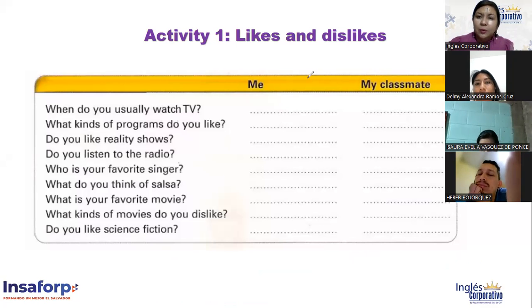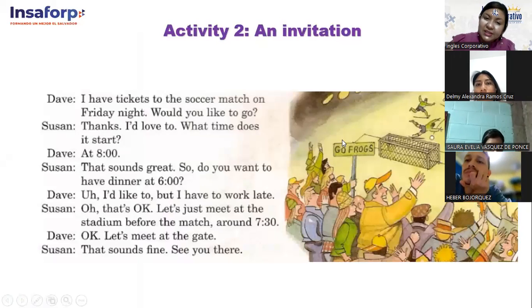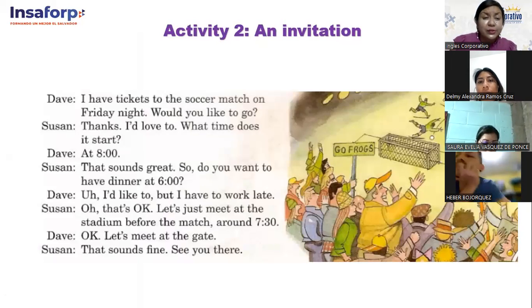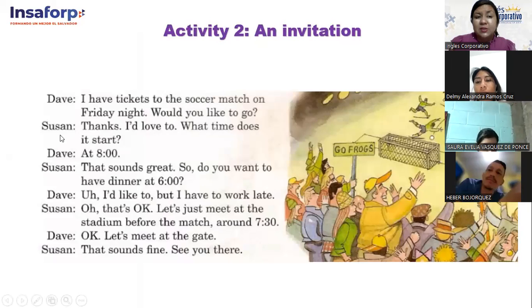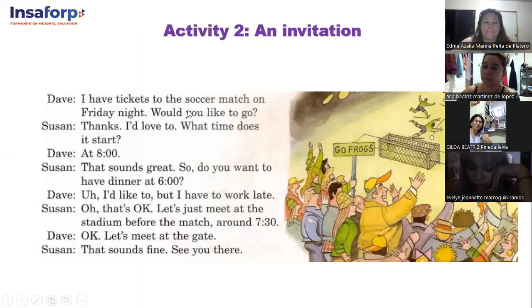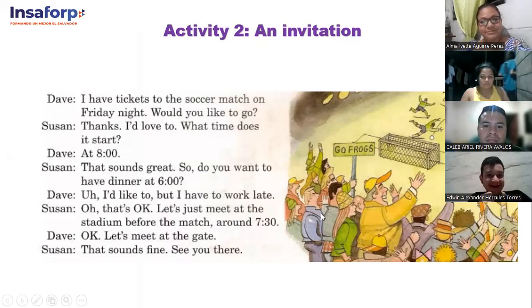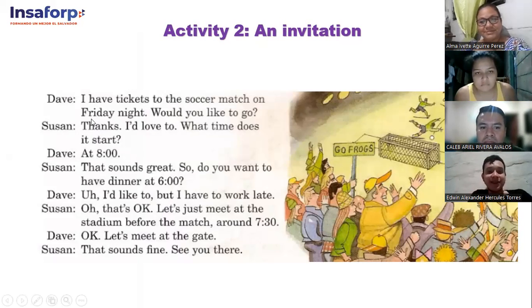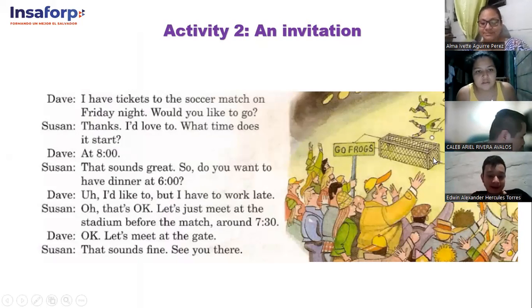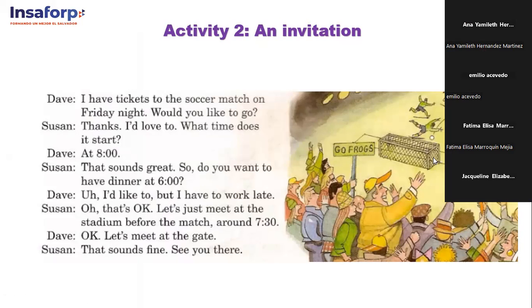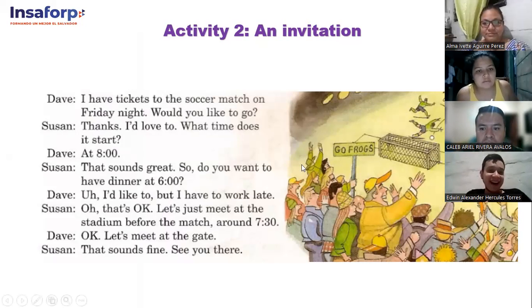Now, let's go over the next slide, which is the use of would. You will see an example in this conversation between Dave and Susan. I will ask Edwin. Edwin, are you there? Yes, I can see you. You are going to be Dave, okay? And I will be Susan. Are you ready? I am Dave, right? Yes, you are.